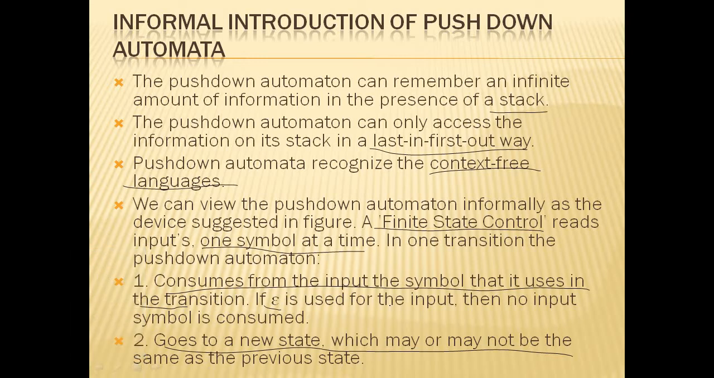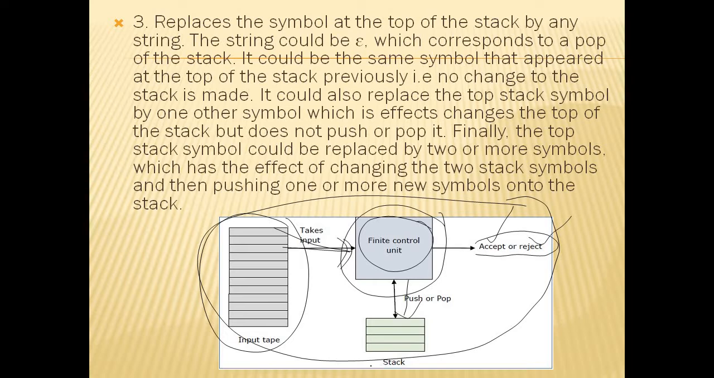When you consider a diagram, it will move to the next state. For every input, it moves to the next state. Generally in finite automata, it happens like that only. For example, assume we have states Q1, Q2, Q3 like that. If I take input A from state Q1, it moves to state Q2. If I take input B from state Q2, it moves to state Q3. So for every input, it moves to the next state like in finite automata. In pushdown automata also, it replaces the symbol at the top of the stack by any string.